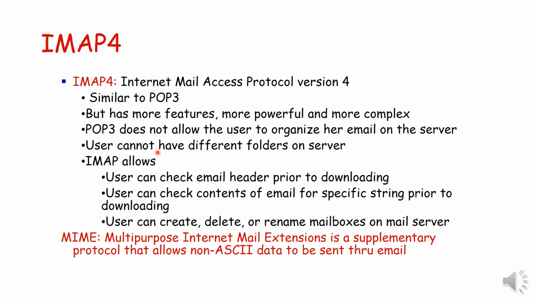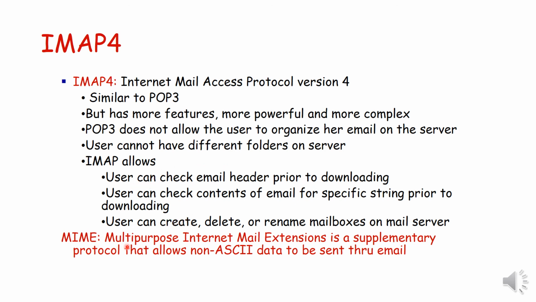In POP3, the user cannot have different folders on the server, but IMAP allows the user to check the email header priority before downloading. And it allows the user to check the content of the email for a specific string prior to downloading. And the user can create, delete or rename mailboxes on the server. These are advanced features provided for the email recipient.